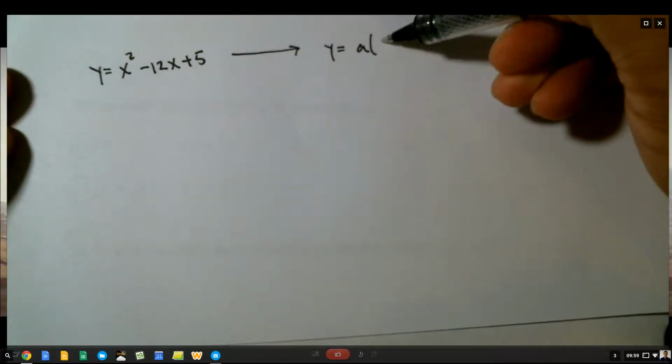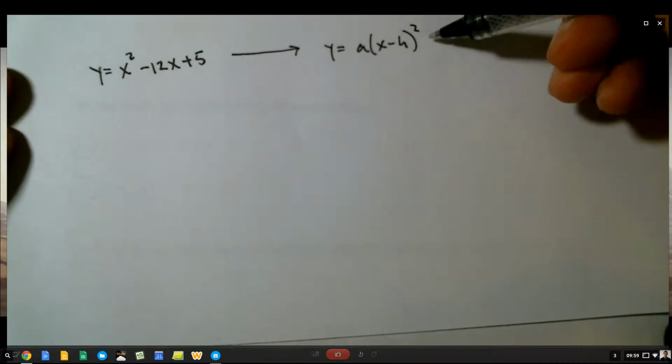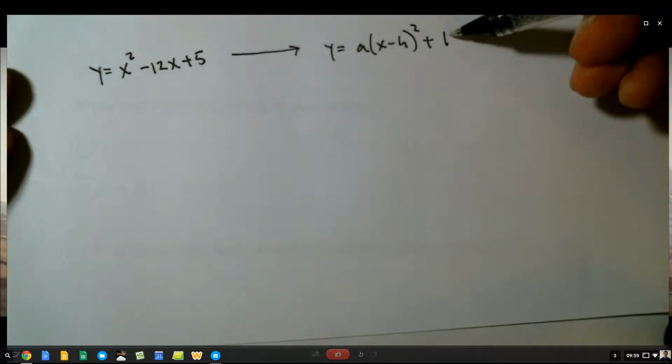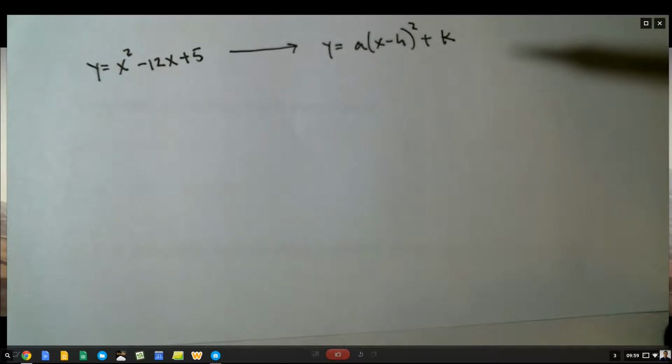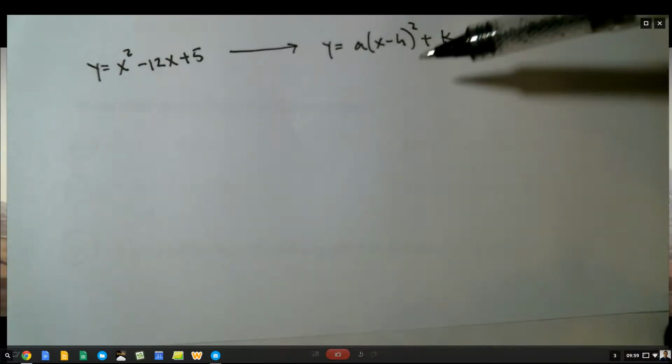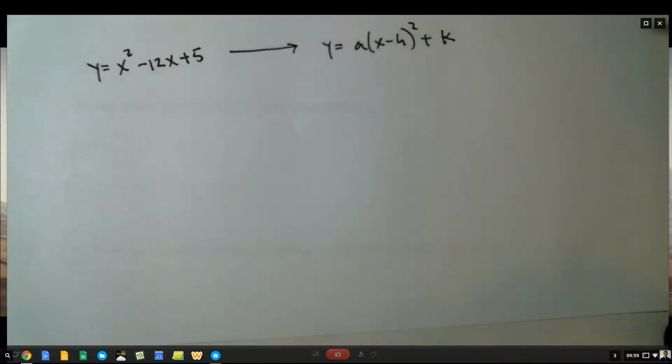And our job is to put this in vertex form. So we want to put this eventually in y equals a(x minus h) squared plus k. There's a few ways to do this, but I'm going to do it using completing the square, because completing the square is something you'll have to get used to later on in math. So we're going to be doing a lot of completing the square techniques, because I feel like that's pretty important.